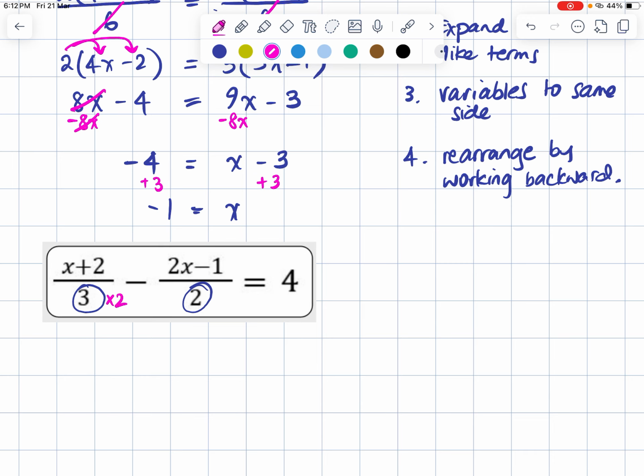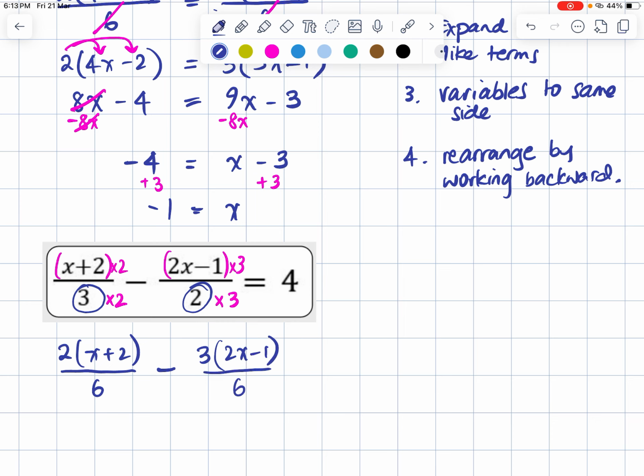So I'm going to multiply the top line of the first fraction by 2. On the second fraction, I'm going to multiply my numerator by 3. Then it becomes 2 times (x + 2), all divided by 6, minus 3 times (2x - 1), all divided by 6, which is equal to 4.